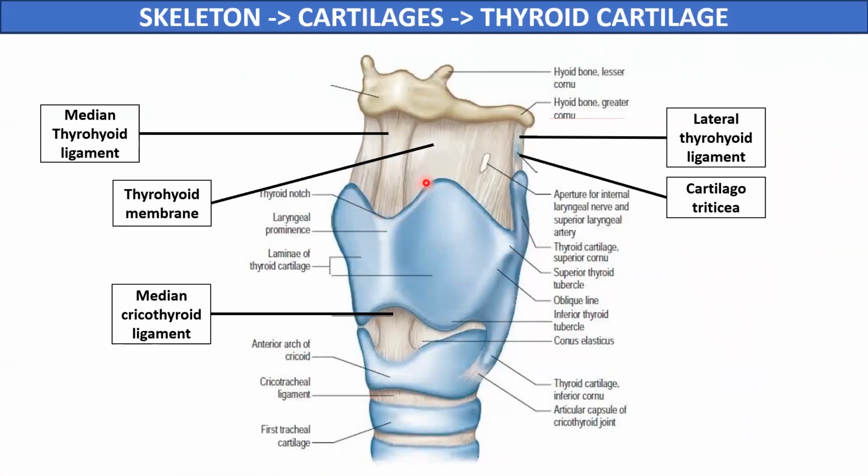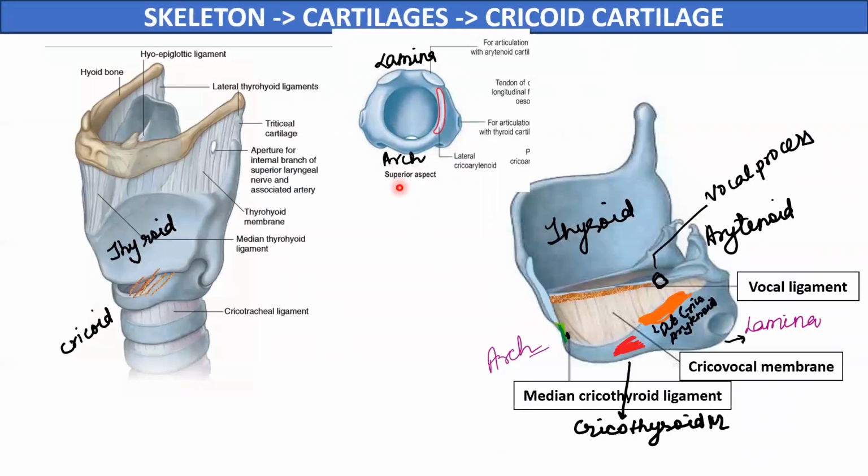To the upper border of the cartilage, the thyrohyoid membrane is attached, and to the lower border, the cricothyroid ligament is attached. And to the oblique line and posterior border of the thyroid cartilage, various strap muscles and the pharyngeal muscles are attached. The next cartilage is the cricoid cartilage. The cricoid cartilage is a complete ring-shaped cartilage. Complete in the sense that this is the only cartilage which completely encircles the lumen of the larynx.